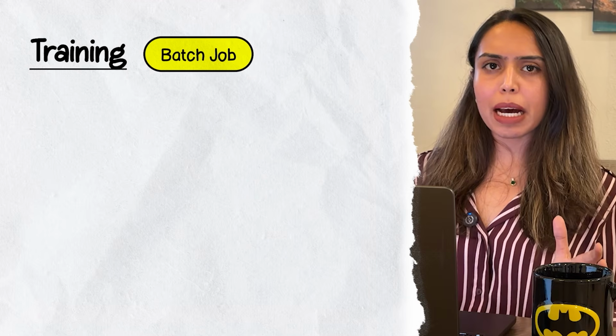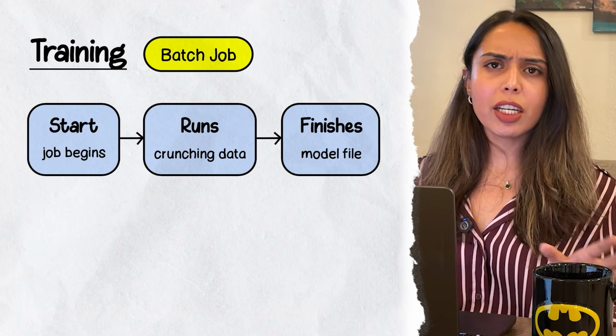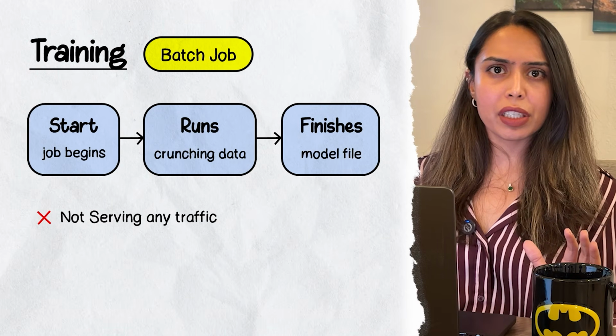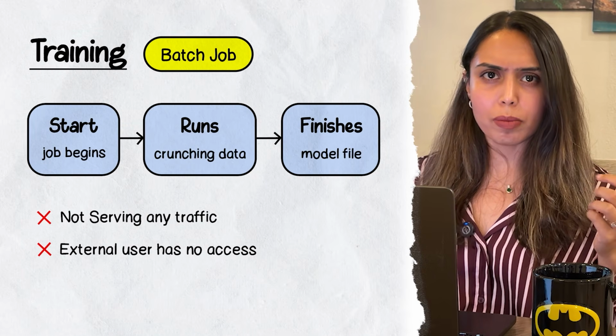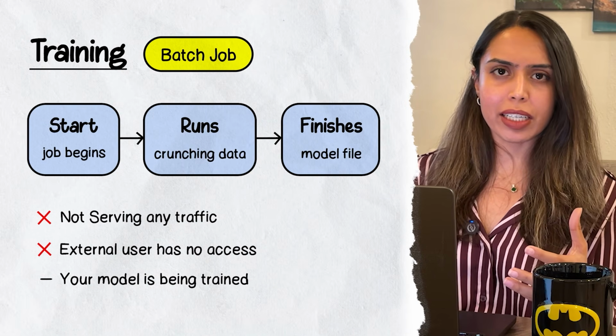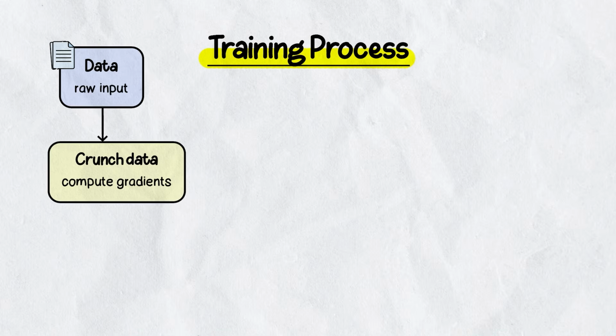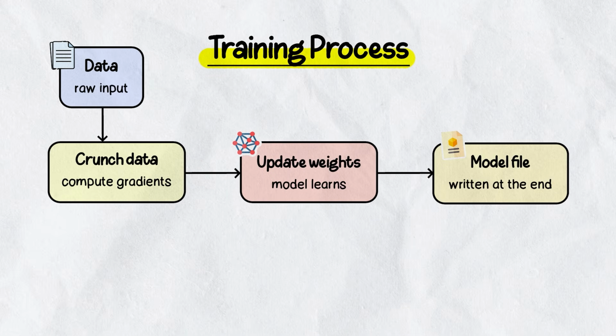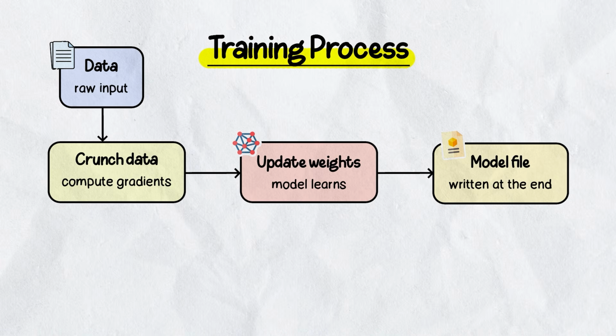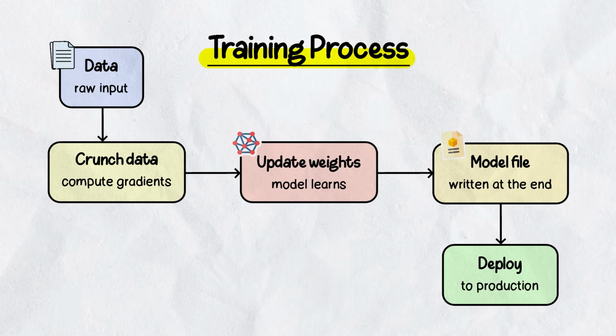Think of training as a batch job. It has a start, it runs, it finishes. You're not serving any traffic here. There's no external user getting something out of this training job. This is when your model is being trained. And the training task mostly looks like crunching data, computing gradients, updating model weights, and writing a model file at the end that you can deploy in production for the external users.